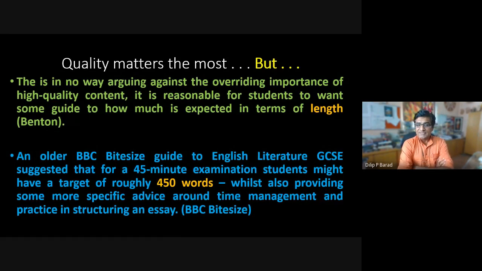An older BBC bite-sized guide to English literature, GCSE, suggested that for a 45-minute examination, students might have a target of roughly 450 words, whilst also providing some more specific advice around time management and practice in structuring an essay.